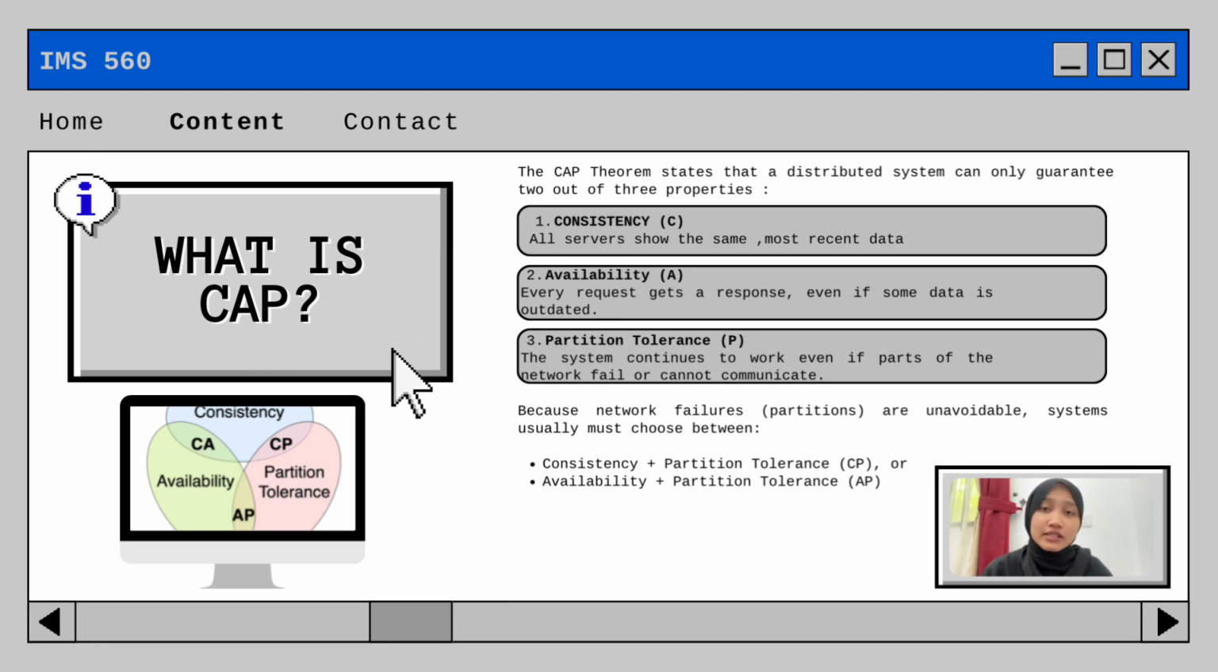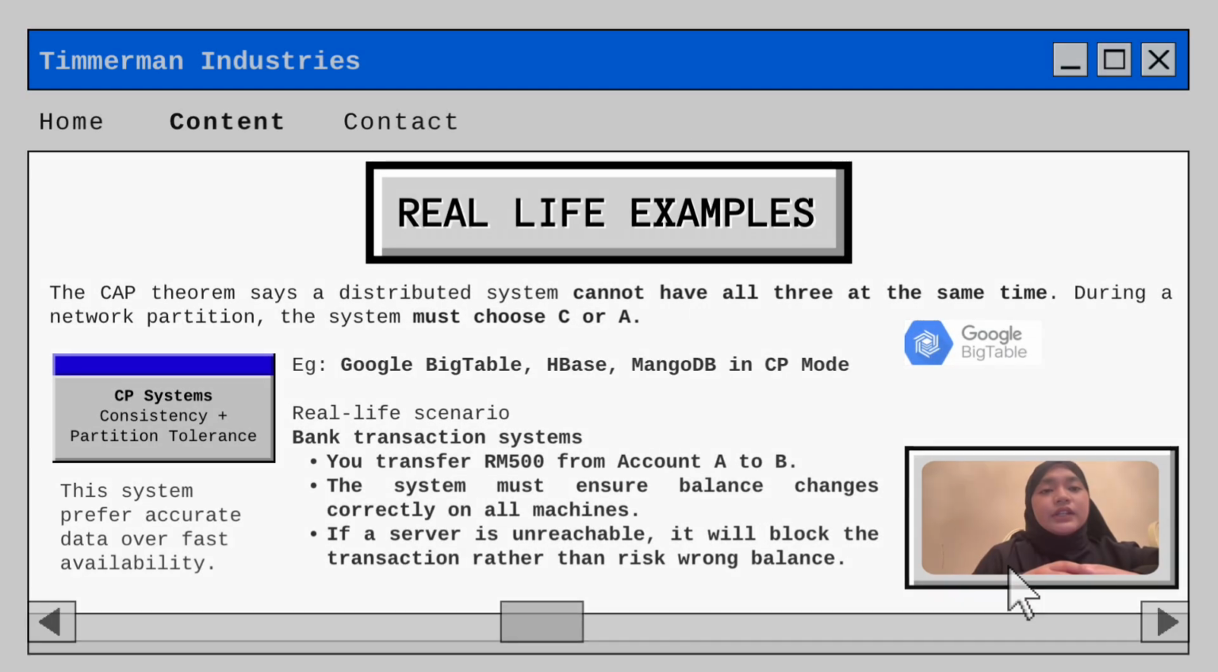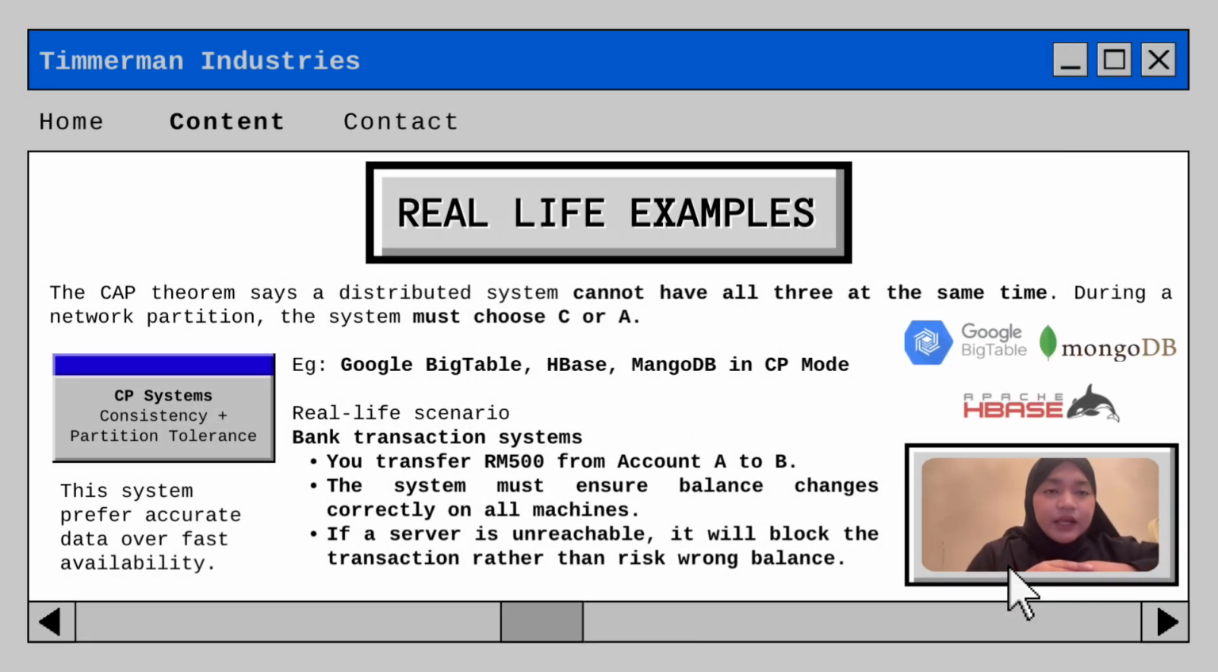And this is the explanation of the CAP theorem. Here are real-life examples of CAP systems. As we know, a distributed system cannot achieve all of CAP at the same time, so we have to choose either C or A with P. The first example is the CP system, which is consistency plus partition tolerance. This system prefers accurate data over fast availability. For example, we have Google Bigtable, HBase, and MongoDB in CP mode.